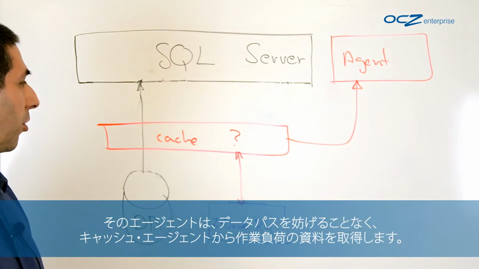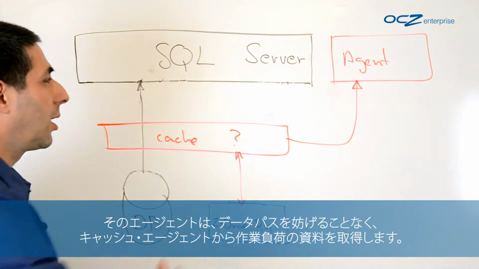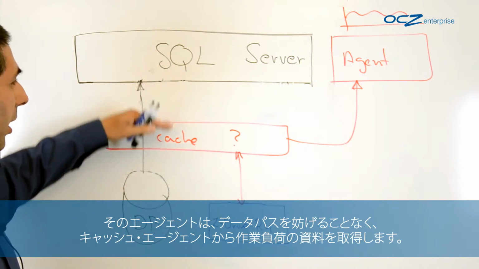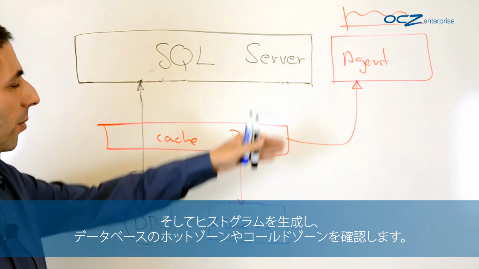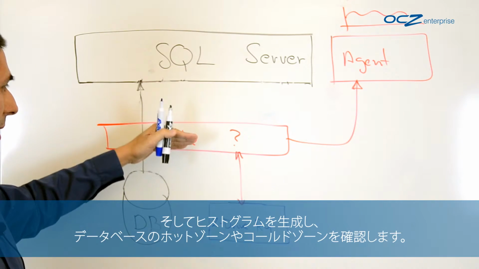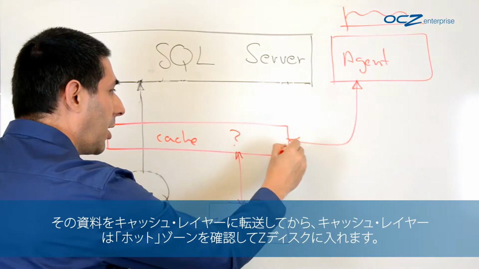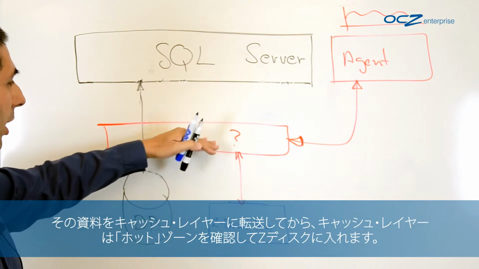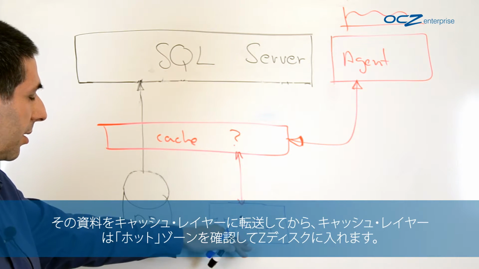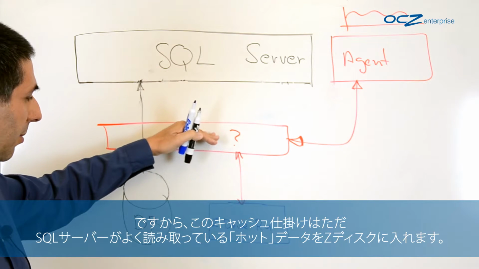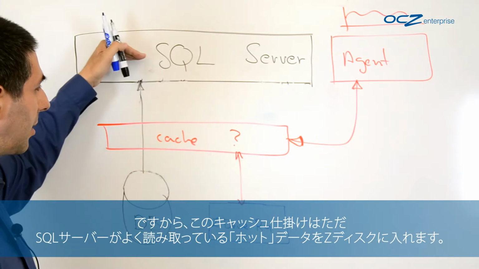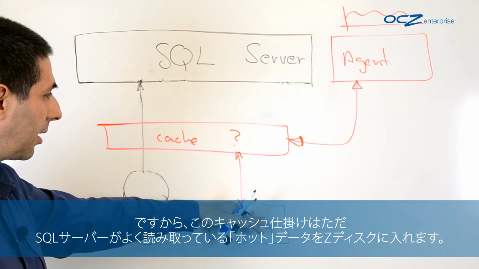The agent gets the information about the workload from the caching agent, and here, without interfering with the data path, it processes the histogram of what the hot zones and the cold zones are in the database. Then it transfers this information back to the cache layer. So the cache layer knows what the hot zones are that should be inserted into the Z drive. The caching mechanism places only hot data, only information that is frequently read by the SQL Server, here in the Z drive.